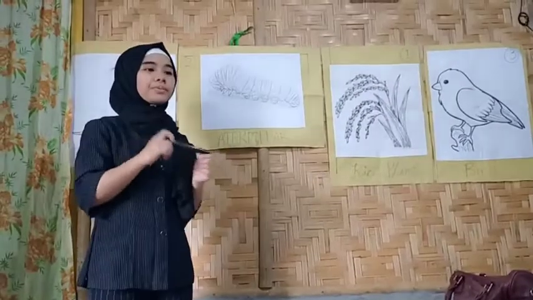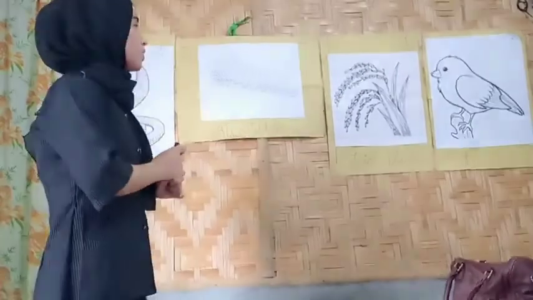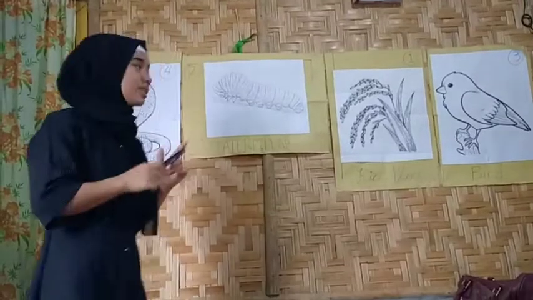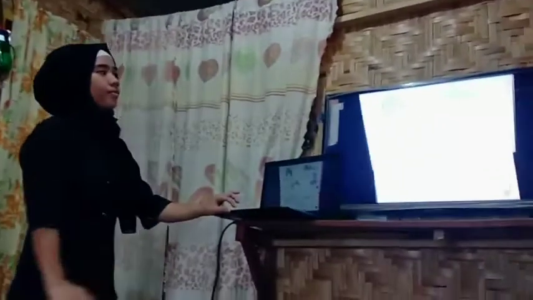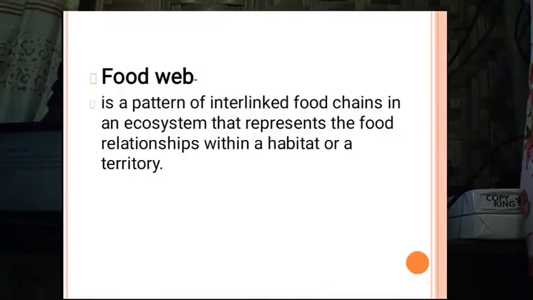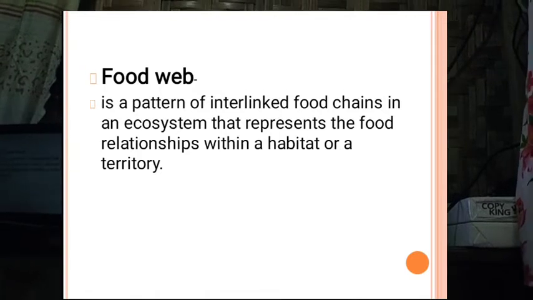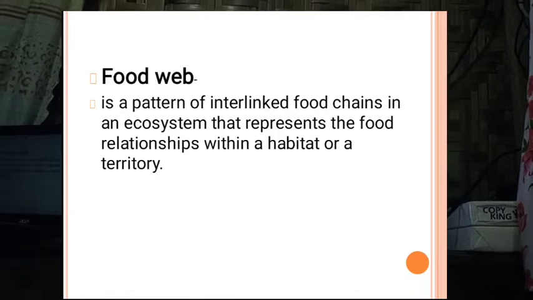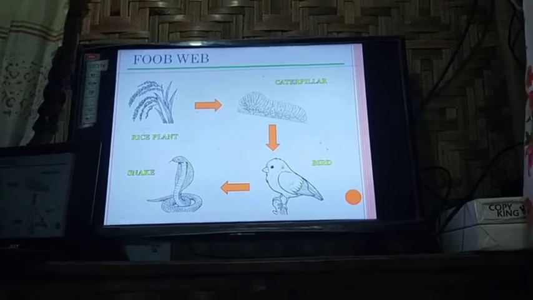Mia. Very good. So now, okay, let's see what food web means. Food web is a pattern of interlinked food chains in an ecosystem that represents the food relationships within a habitat or a territory. So here, class, is an example of food web.